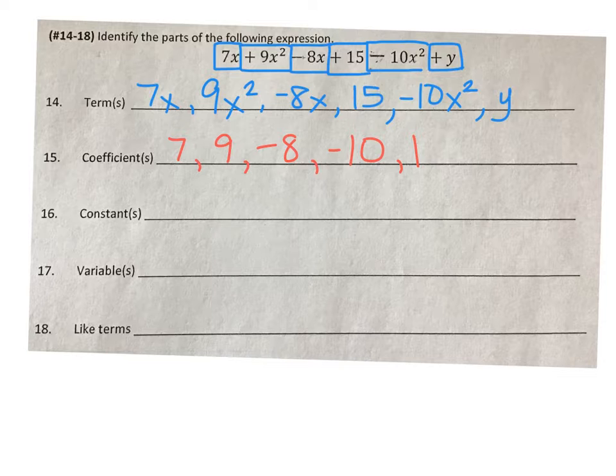Okay. Next, we have our constants. Constants, remember, are just plain numbers. They do not have a variable with them. So the only term we had that didn't have a variable was plus 15. So our constant is a positive 15.